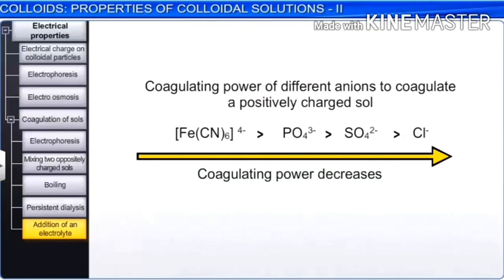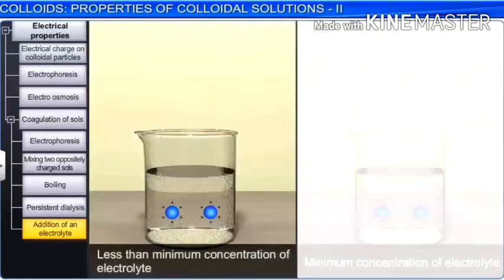Let us now look at the anions, the power of anions to coagulate a positively charged colloidal solution. An ion with more negative charge has more capacity to coagulate the colloidal solution. That means the ion with the 4 minus charge has the most capacity, then comes -3, then -2, and the last is the ion with the -1 charge.